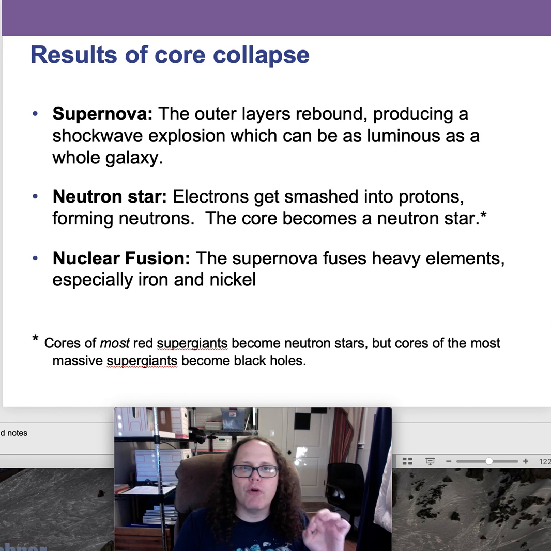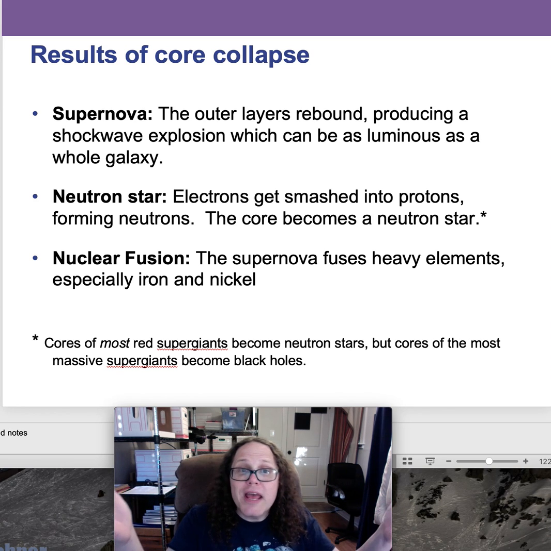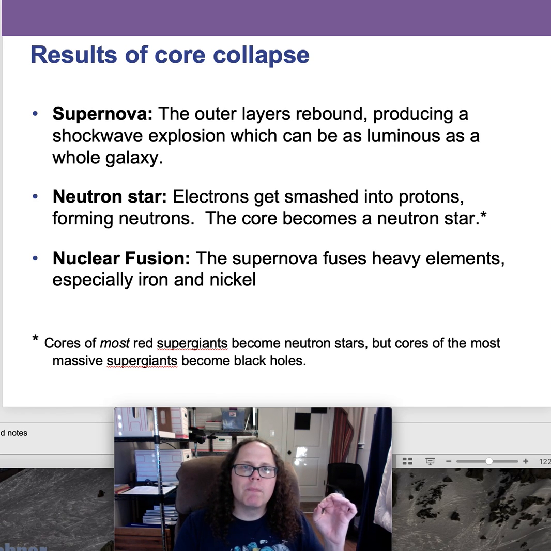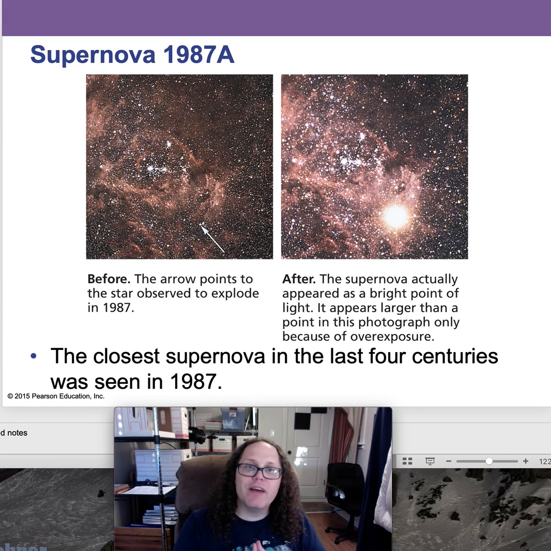And during this supernova, nuclear fusion makes lots and lots of metals like iron and nickel. Earth's core is made of iron and nickel, and those metals were made during a supernova when a red supergiant exploded. This is the Crab Nebula, the remnant of a supernova that was reported by Chinese astronomers in the year 1054. This is supernova 1987A, so called because it was the first supernova discovered in 1987.